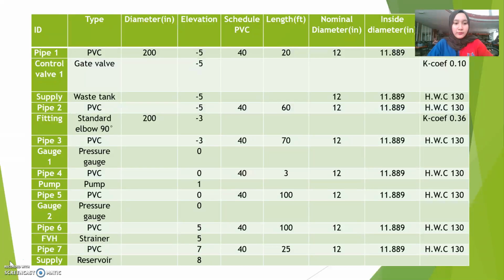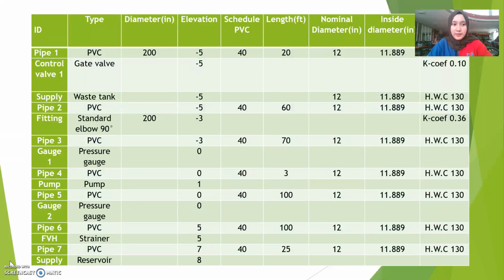For the diameter, pipe 1 and the pipe fittings use the same diameter. For the elevation, it is different for all. For pipe 1 we use -5, same as control valve 1 and supply, we use -5, and also pipe 2. For fitting we use -3, and also pipe 3 we use -3 elevation. For the pump we use 1 elevation, and for pipe 5 and the strainer we use elevation 5, and pipe 7 we use 7, while the supply we use 8.